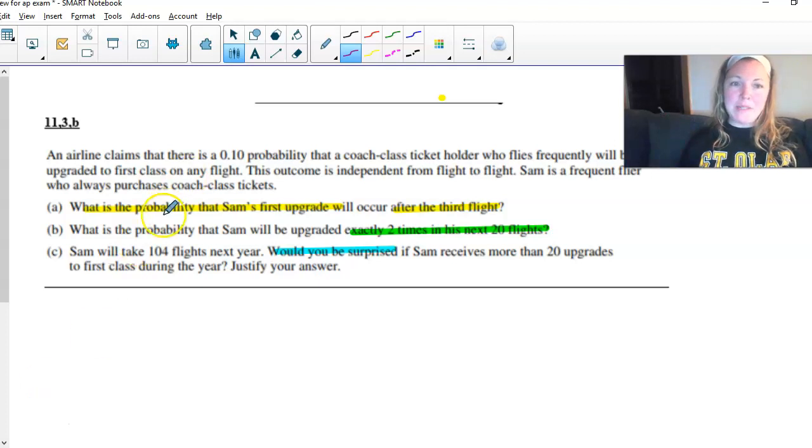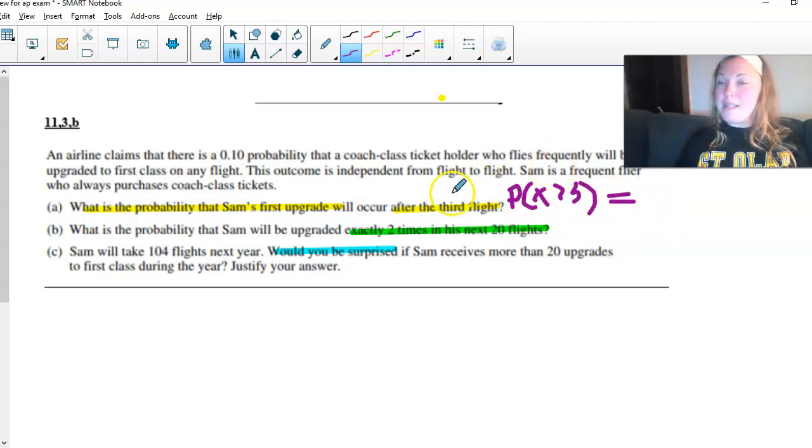Again, not reading the problem, but it just says, what's the probability that Sam's first upgrade will occur after the third flight? Probability of your first success, so first upgrade, geometric, will happen after the third flight. So this is the probability that X is greater than 3. Please check out binomial and geometric if you need to.